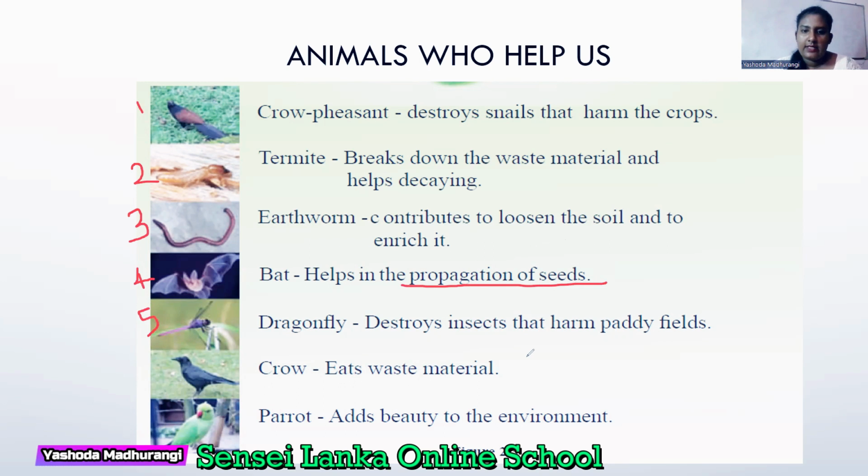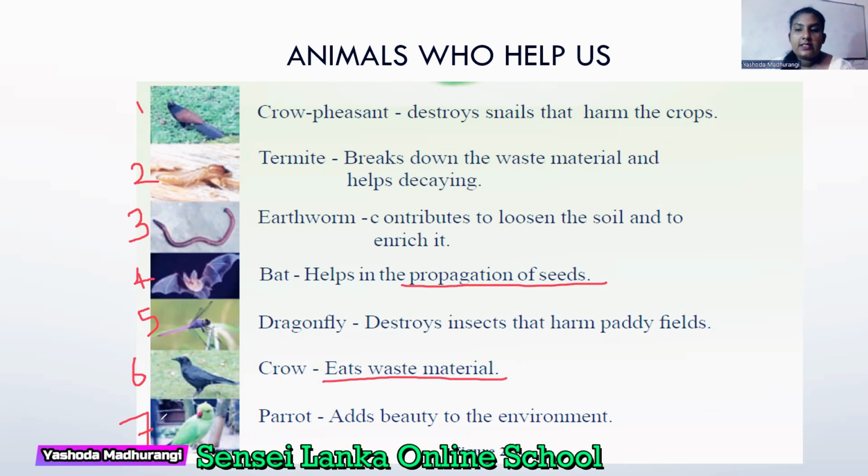Number 5, fire dragonfly, destroys insects that harm paddy fields. They eat small insects. Number 6, crow. Do you know crow is eating waste material, litter? So they eat waste material. They make the environment clean. Number 7, parrot. Adds beauty to the environment. Just like peacock. Peacock adds beauty to the environment.